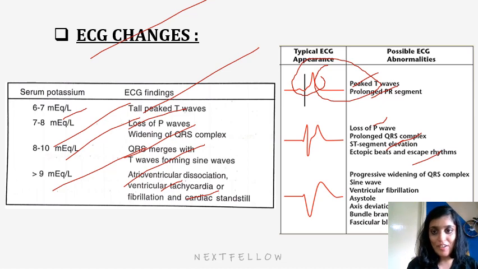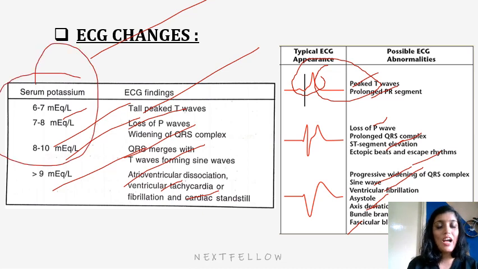Then there is the sine wave pattern, VF, asystole, axis deviation, bundle branch block, and fascicular blocks, which may be seen in case of hyperkalemia. So most importantly, you see tall peaked T waves, but you should know at what level of potassium what changes are seen on ECG and how they exactly look on ECG. This has been asked many times.